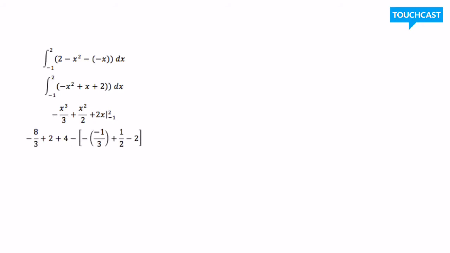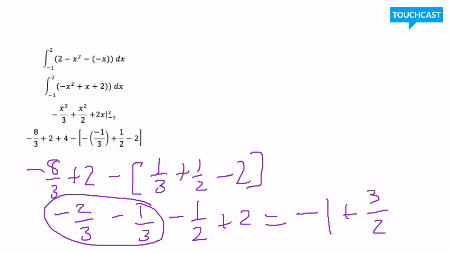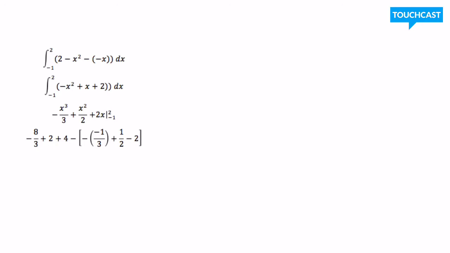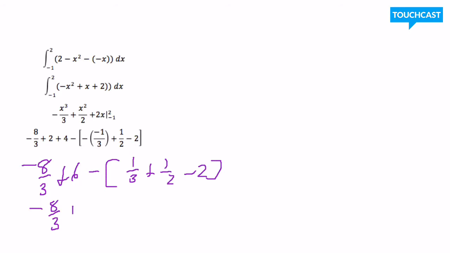All right, so when I plug in 2, I'm going to get negative 8/3 plus 2 plus 4, minus the quantity negative 1/3 plus a half minus 2. And let's see what that comes out to. I've got negative 8/3 plus 6 minus 1/3 plus 1/2 minus 2. That's negative 8/3 plus 6 minus 1/3 minus 1/2 plus 2.